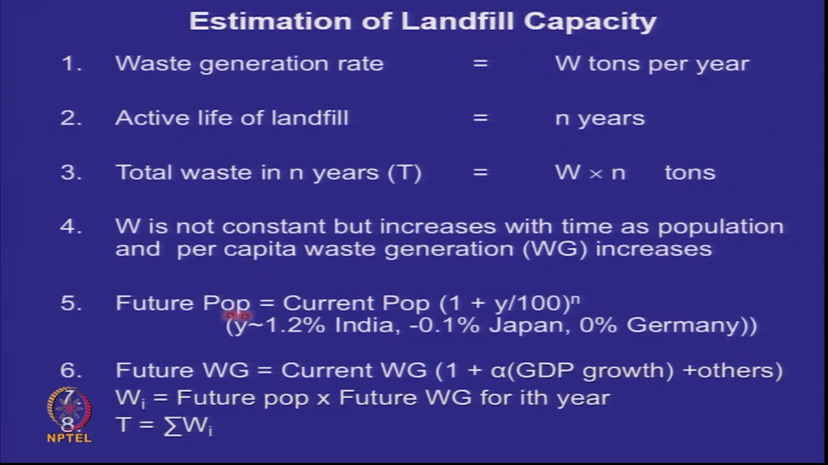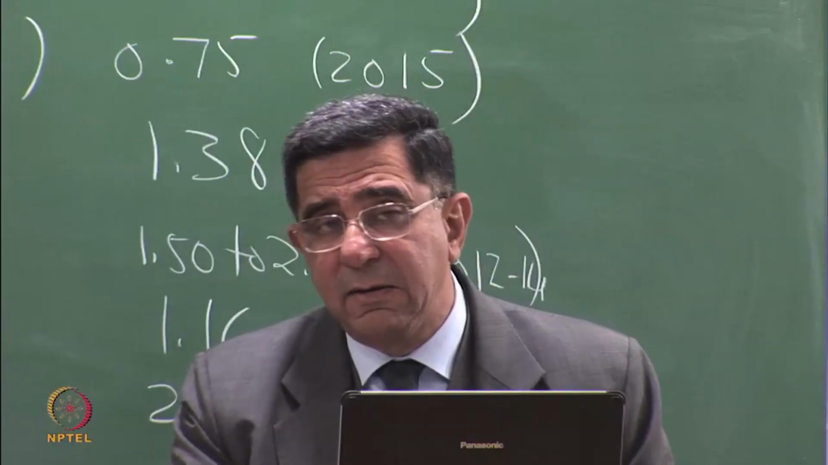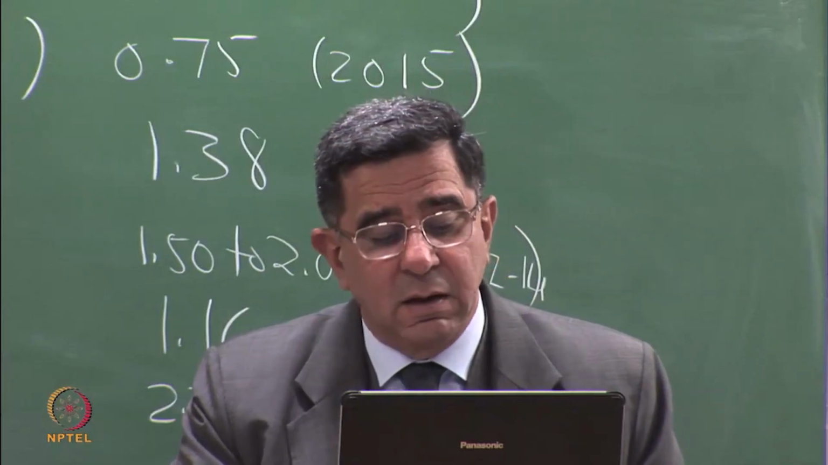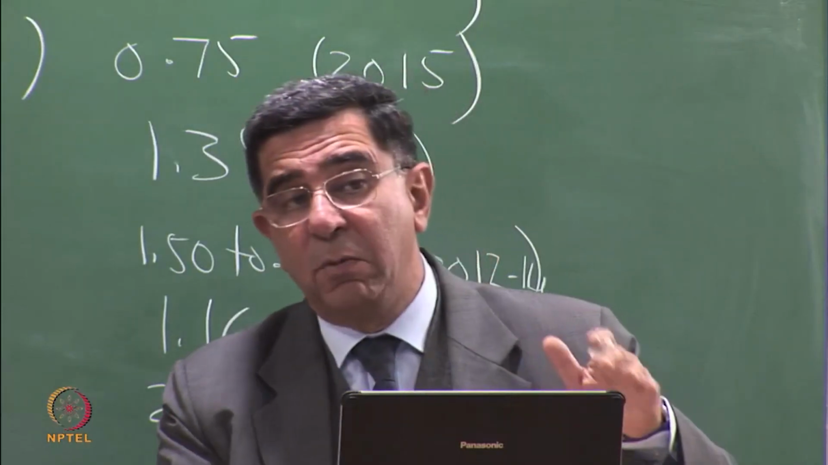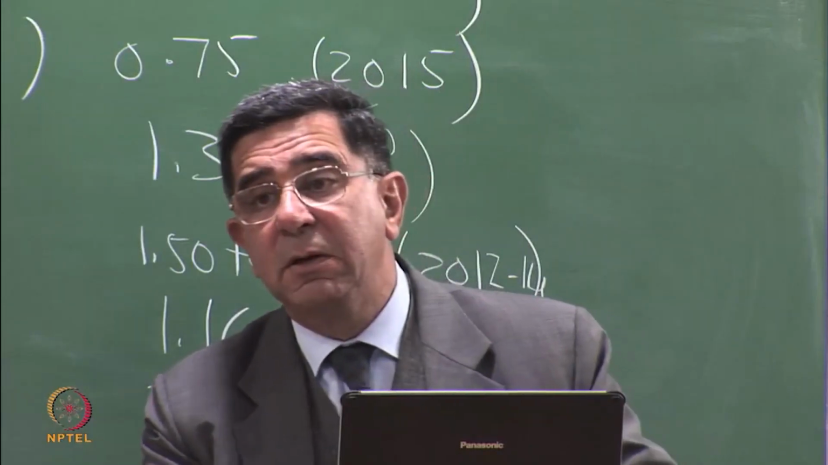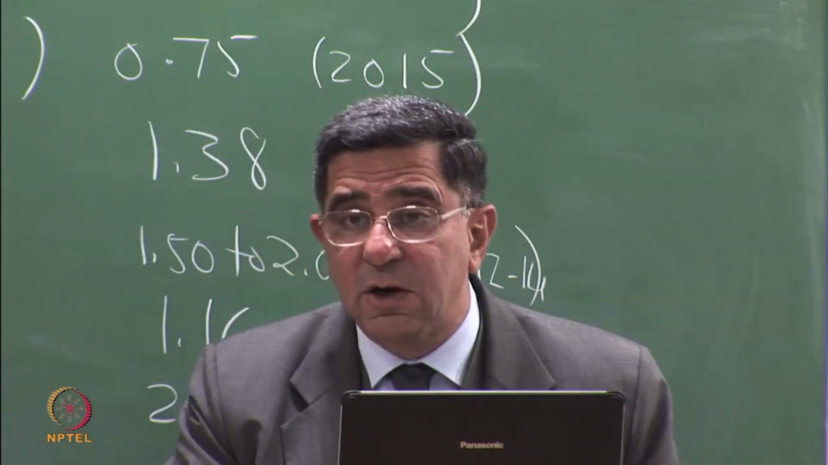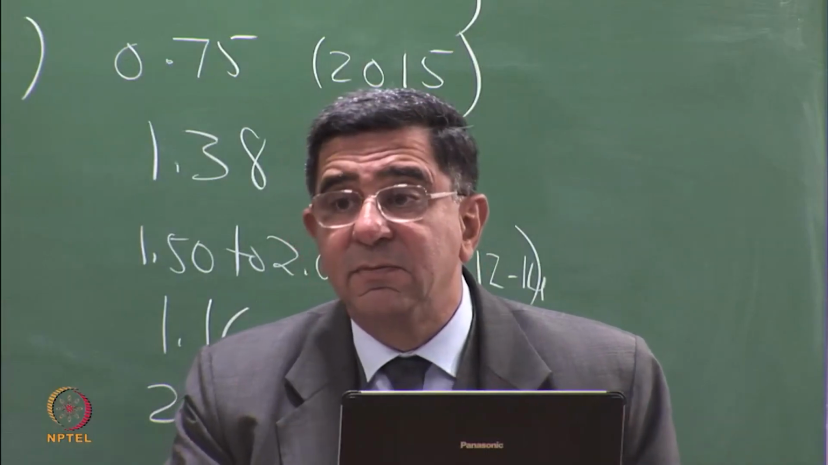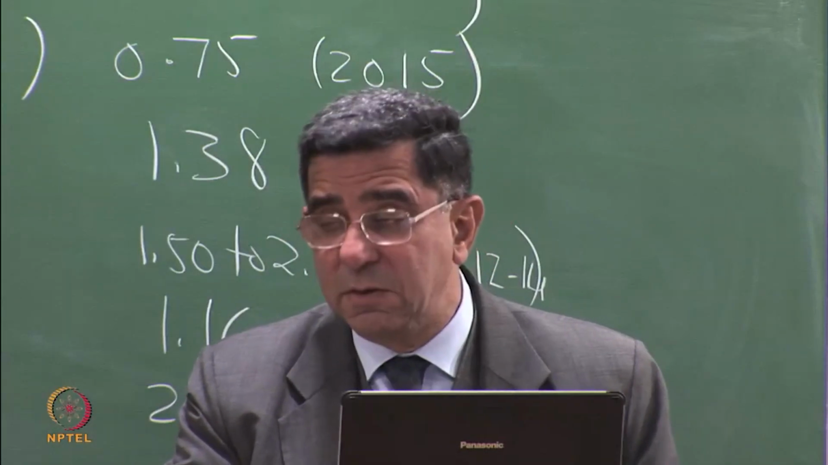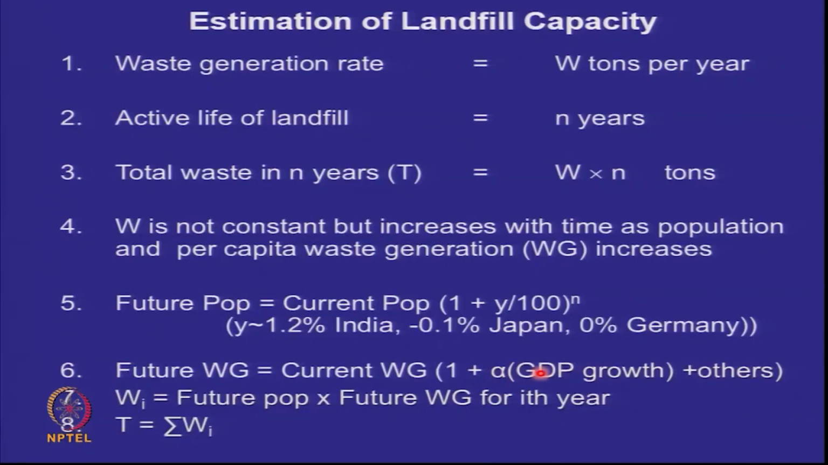So one is the population will keep on growing. The second is that the waste generation rate will depend on what it is today plus the rate of GDP growth. There seems to be a correlation factor alpha. So we don't want to get into great detail on this, but there seems to be a direct correlation between waste generation. Even if your population is constant, if your GDP per capita goes up, what's the rate of growth of GDP in India? 6 to 7%. So this is going to go up, right?